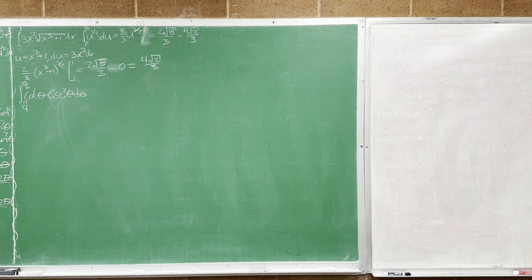Okay, now what should our u be? That's a lot easier to see. Secant. What's the derivative of cosecant? Negative cotangent times cosecant. You could do that. Or we could let u be cotangent. What's the derivative of cotangent?